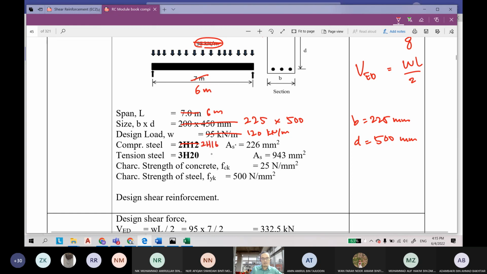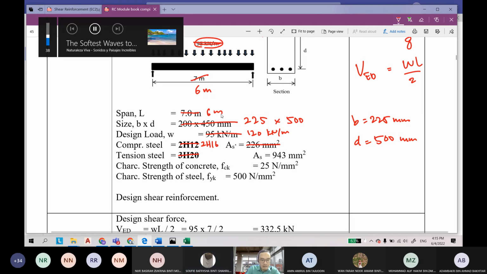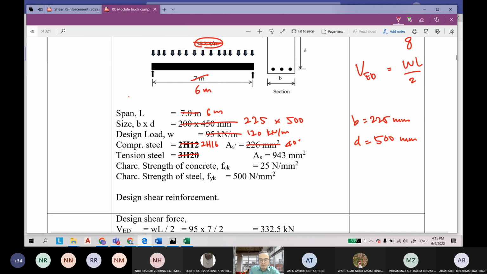2H16. What is the value of AS prime now? Anybody? 402. Okay, thank you. 402 mm square. And then the tension steel, I use 6H20. Okay, find the value. Please help me.